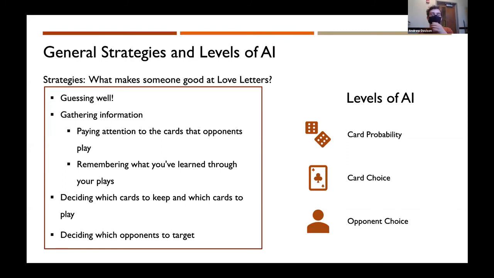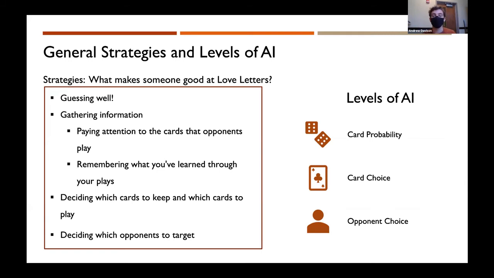So first off, before we get into AI, I'm going to talk a little bit about what makes a good Love Letter player, because that's what we want to give to the AI: we want them to be good at the game. There are 4 quintessential things that I picked out. Number 1, in order to do well in Love Letter, you want to guess well. A lot of what you do depends on what you think your opponent has, and guessing well is really important to that. The second one is gathering information.